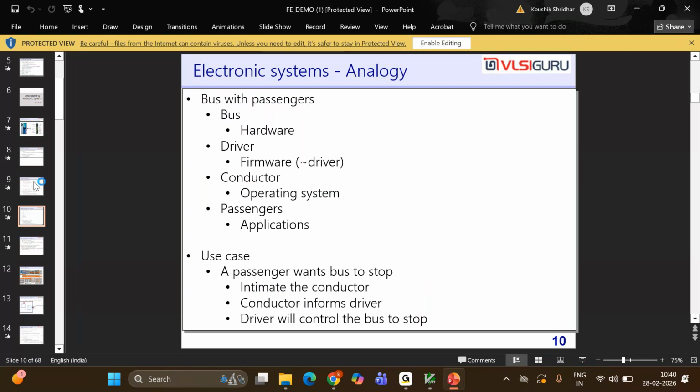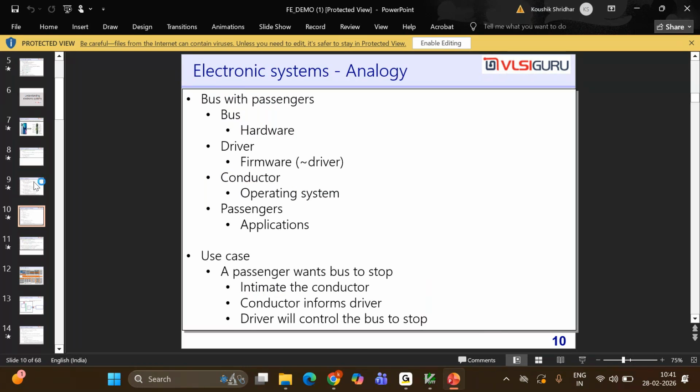So when an application wants to do any operation, the application needs to follow the same procedure as what Nitesh has followed. That is, the scenario the application is doing needs to be communicated to the operating system. The operating system communicates that scenario to the firmware. Firmware then communicates to the hardware. Then the hardware does the actual change in your electronic system.